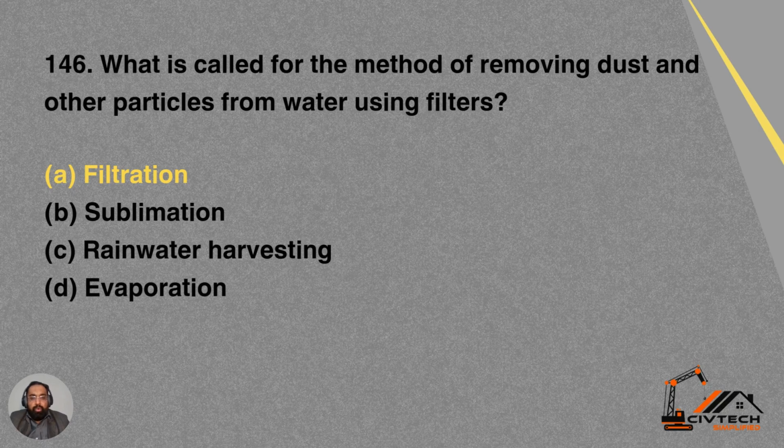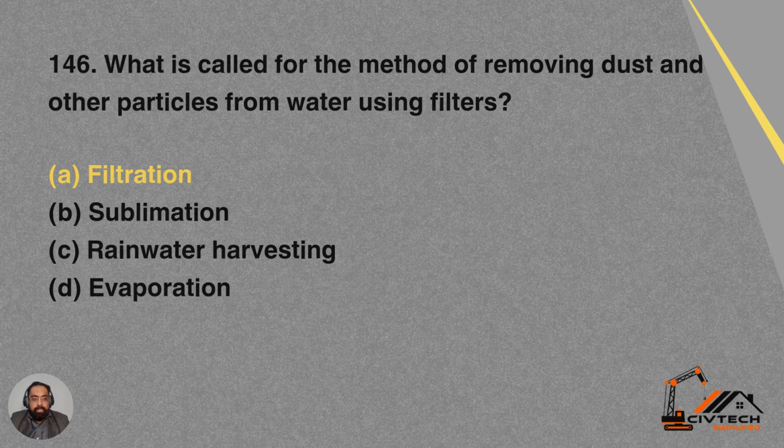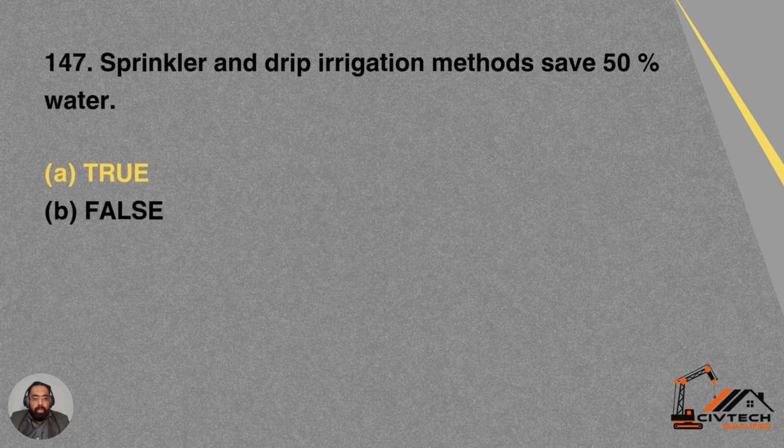146. What is called for the method of removing dust and other particles from water using filters? Option A, filtration. Option B, sublimation. Option C, rainwater harvesting. And option D, evaporation. So filtration is the technique in which dirt or dust and other suspended particles are removed from the water with the help of filters. So A is the correct answer.